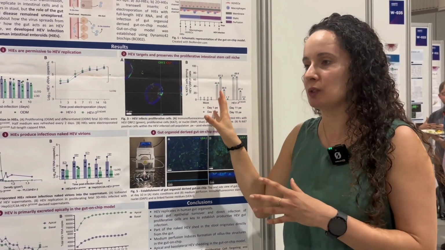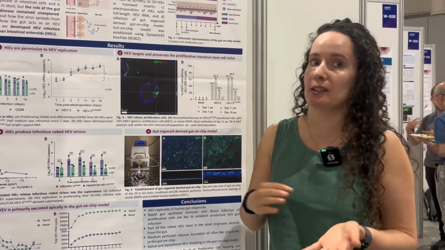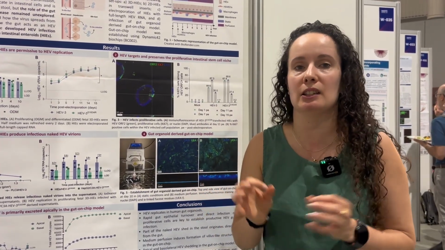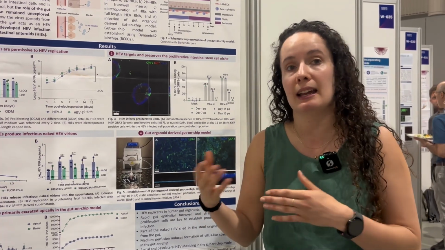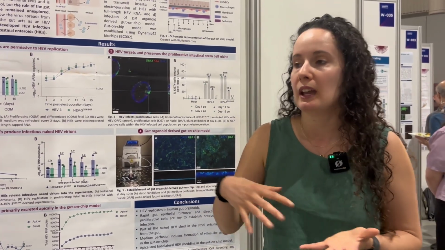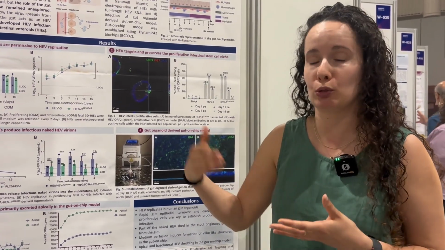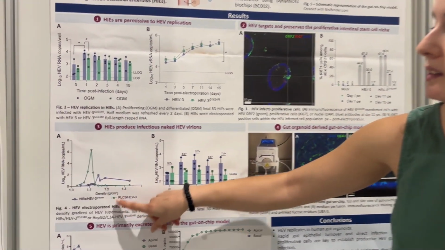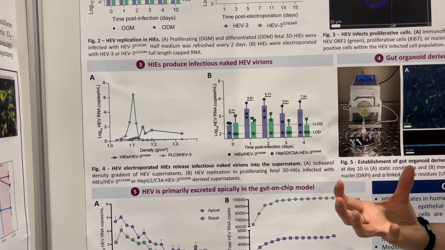Also based on this, we wanted to see, are the particles infectious and which type of virion, because HEV exists in two types of virions within the host, a naked and a quasi-enveloped form. And when we did a gradient centrifugation to look at the type of virion, we see that the virus that is produced in the enteroids has a density typical of a naked virion.